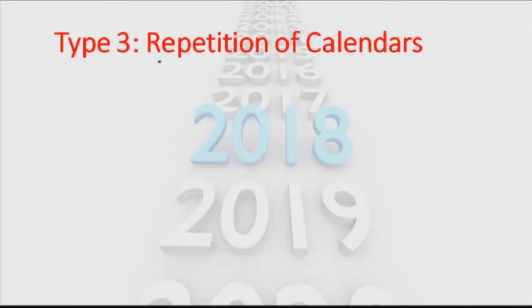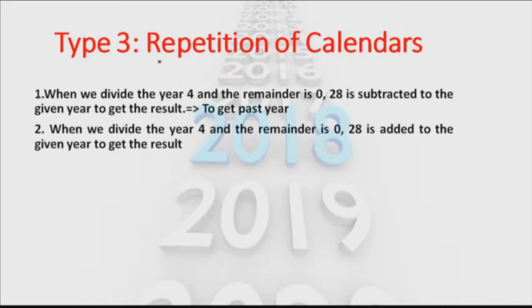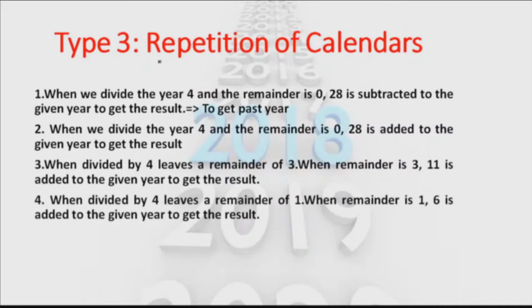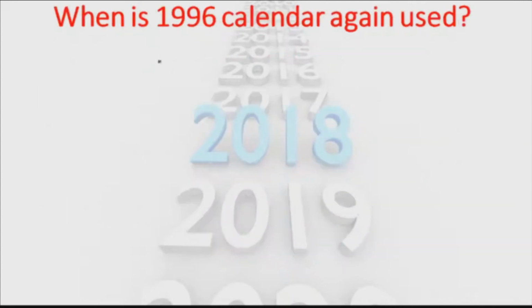So the repetition of calendars we have already seen: we divide a given year by 4 and check what the remainder is. If it is 0, we do minus 28 or plus 28, plus 28 for the future, minus 28 for the past, and here it is plus or minus 11. Then comes plus or minus 6 for the remainder 1. Again for 2 it is plus or minus 11.